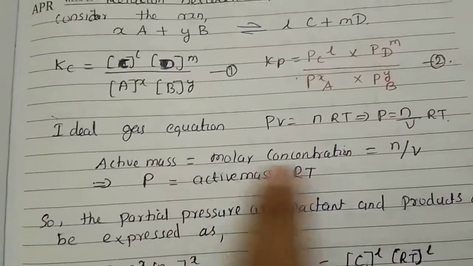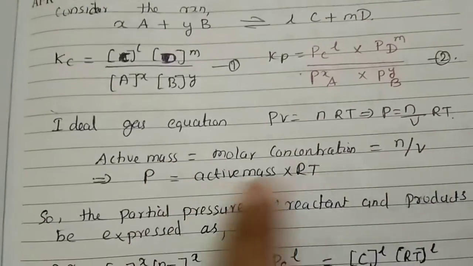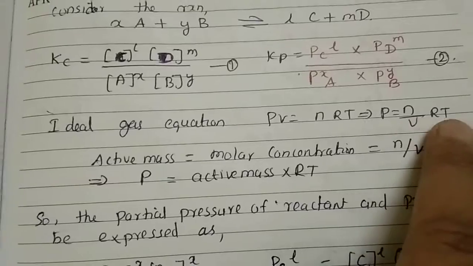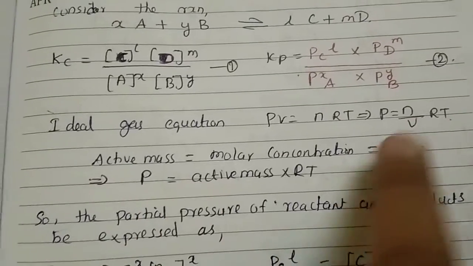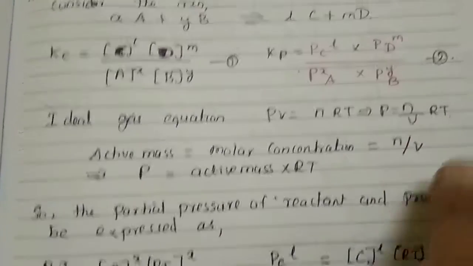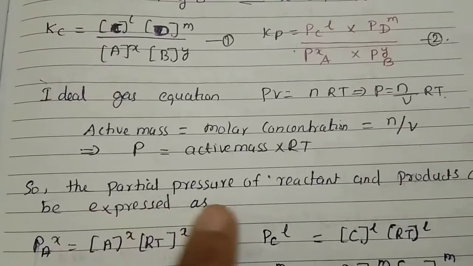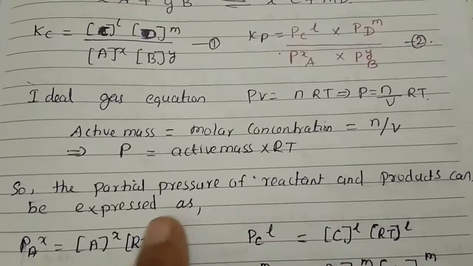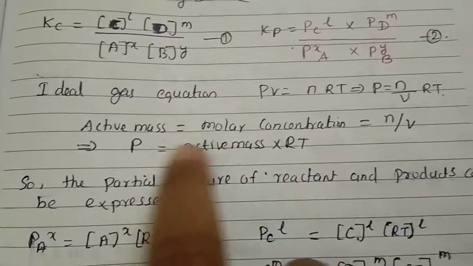So active mass equals n by V. So P equals active mass into RT. So the partial pressure of reactants and products can be expressed using this formula.